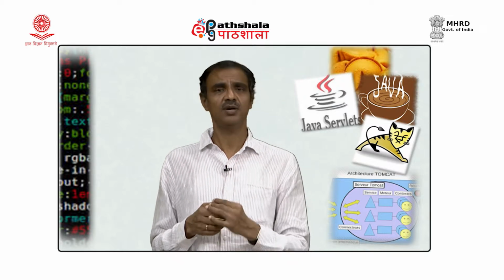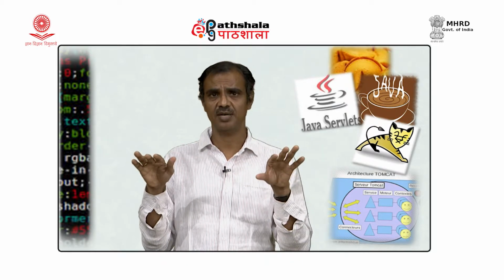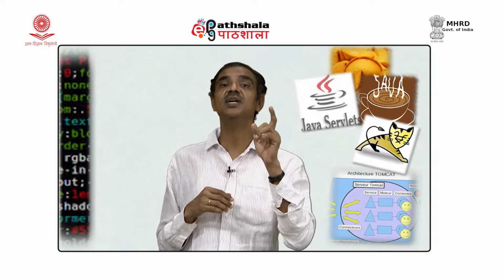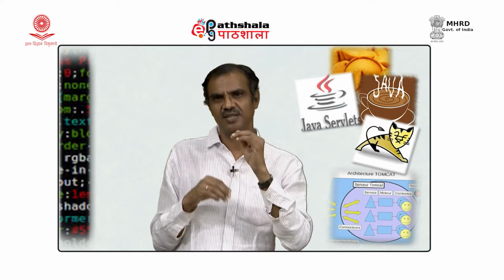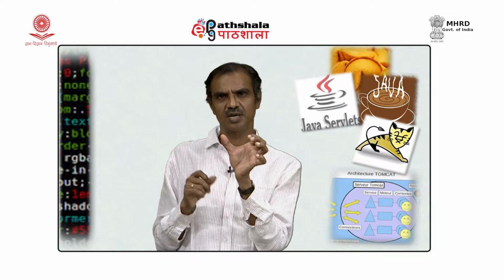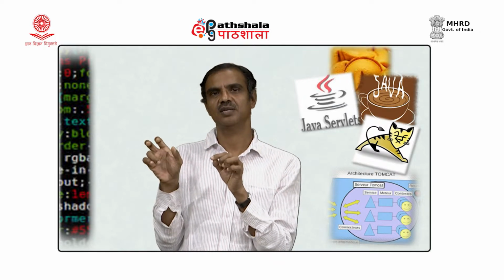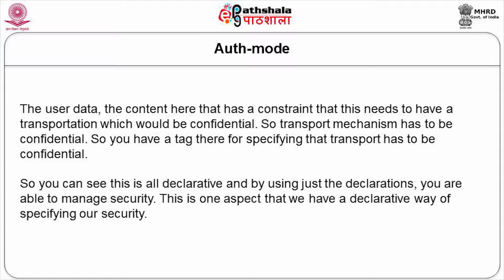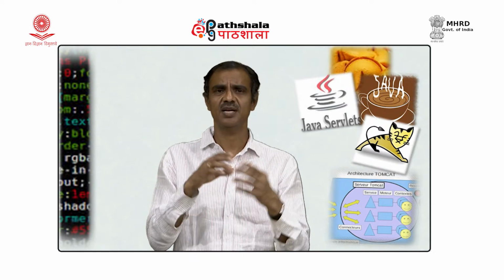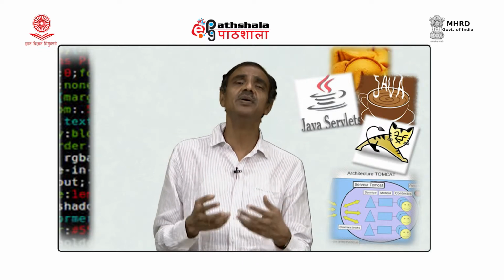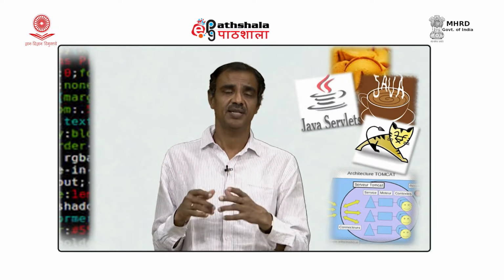If it does not require a role, you would not have an auth constraint, but you would have a user data constraint. The user data, the content here, has a constraint that the transportation needs to be confidential. So you have a tag there for specifying that the transport has to be confidential. That can be done here, by putting it in web.xml and specifying it. You can see this is all very declarative, and using just declarations you are able to manage security here. So this is one aspect.